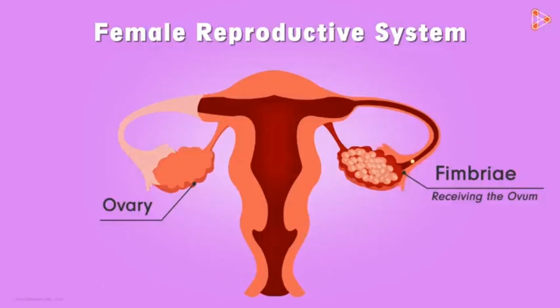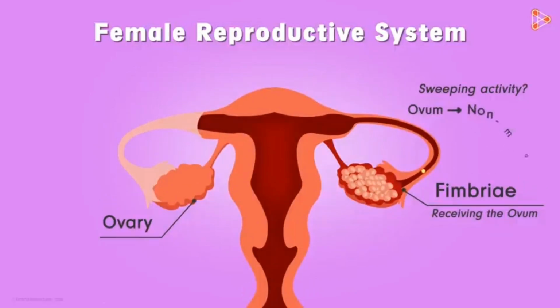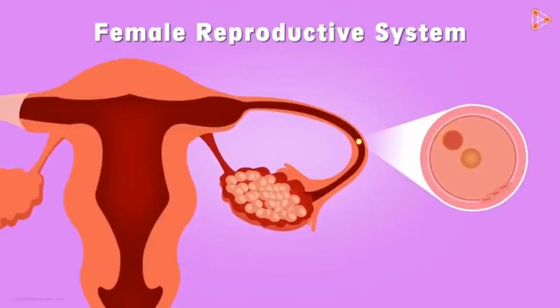Unlike the motile sperm, the ovum is non-motile. It cannot move until it is pushed. The fallopian tube connects the ovaries to the uterus. Also, the fallopian tube is the site of fertilization. It is in the fallopian tube where the sperm are able to fertilize the ovum.